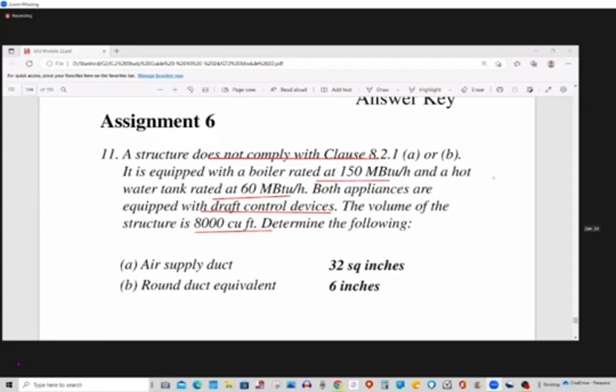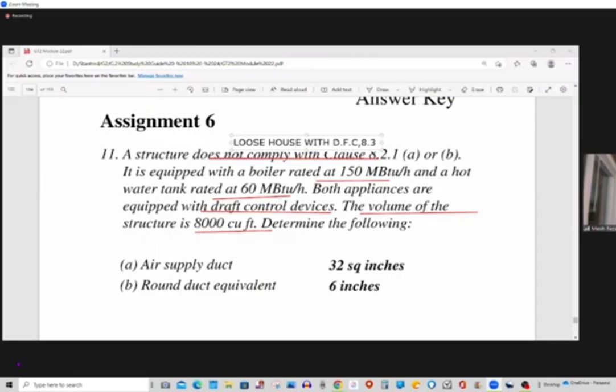First of all, it says the structure doesn't comply with 8.2.1. What does it mean? It's a loose house. Then it says draft control devices. With draft control, we go to table 8.3.